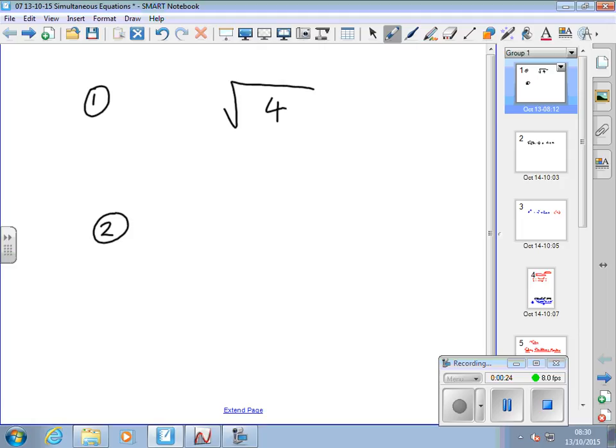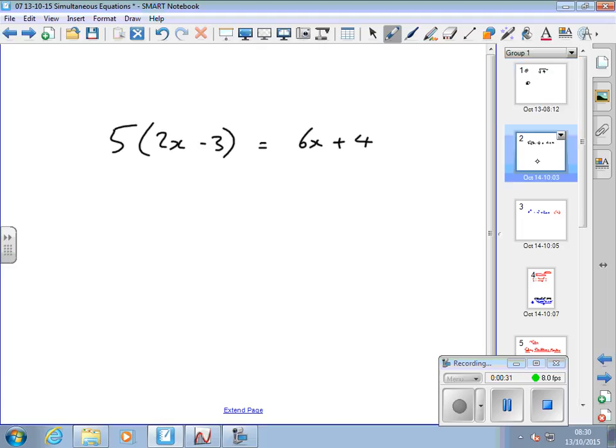Number 2 is in fact this one. There's an equation. I would like you to try and solve that. Just pause this while you do it.